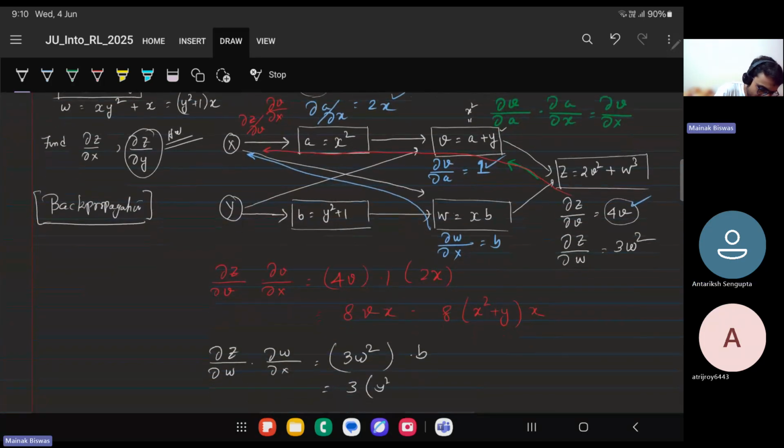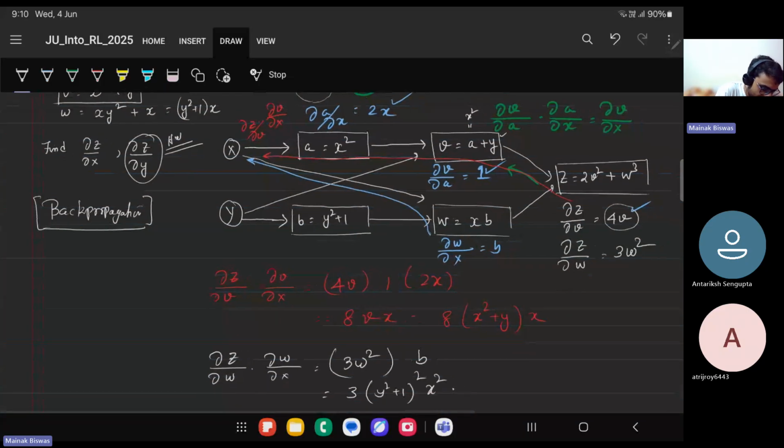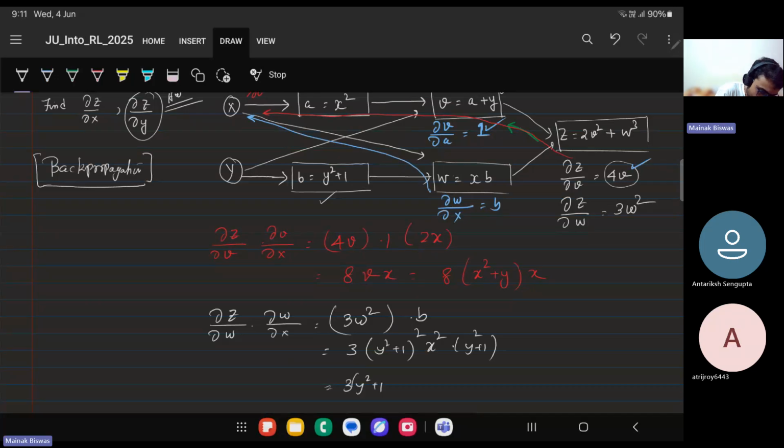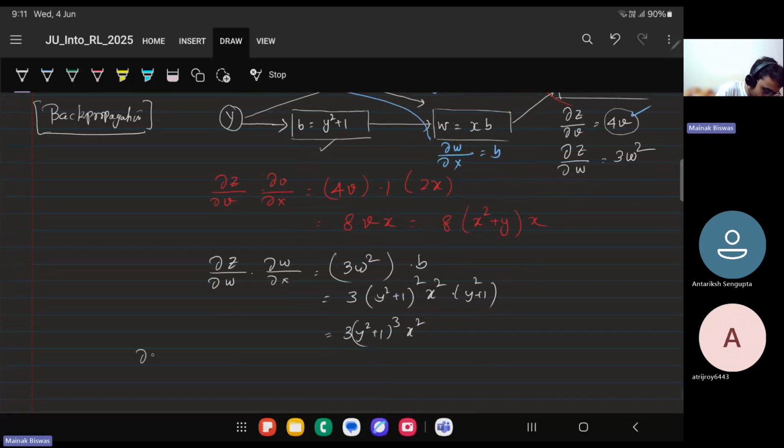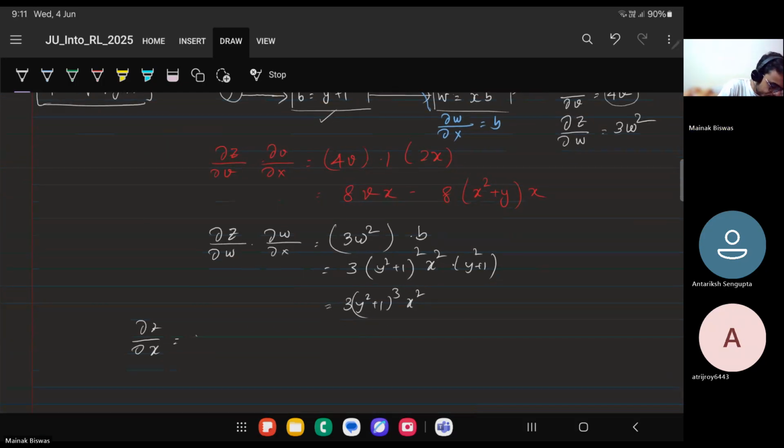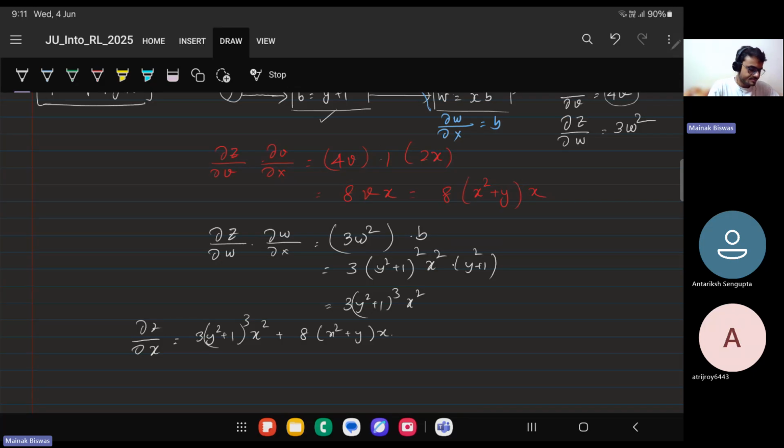Which is 3 into y squared plus 1 squared into x squared into b, what is b? I will get it from the graph, y squared plus 1. So 3 into y squared plus 1 cubed, times x squared. So my dow z, dow x. So this is exactly what backpropagation does. You can go from the last layer to the first layer by just doing these operations. And we'll take one concrete example just now, and I'll show you the derivatives in a matrix equation. Okay, done.